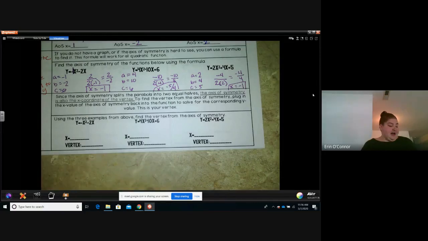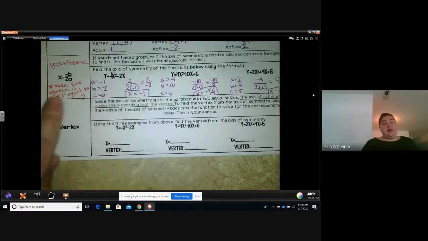So that's how you find your axis of symmetry. X equals negative b over 2a. And I'm going to tell you for Math 1 and Math 2, this has to be memorized. You have to be able to find this by yourself.